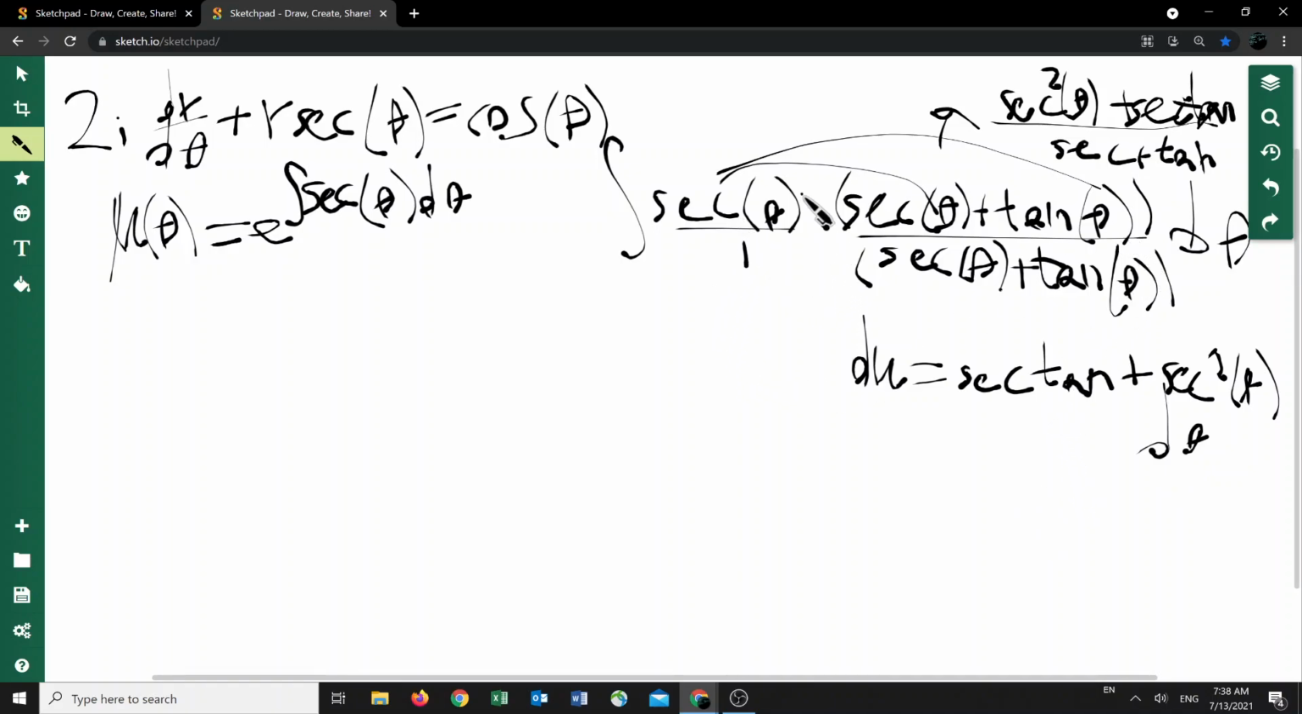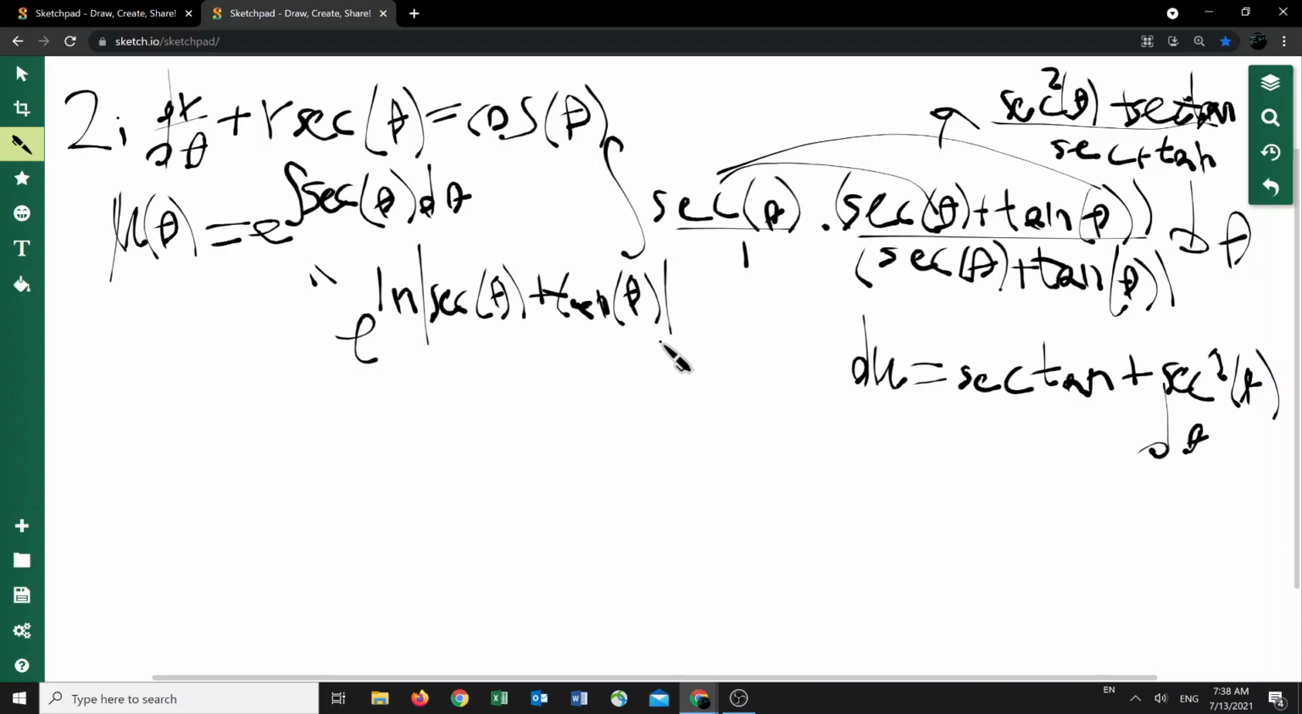So this integral just becomes the integral of 1 over u, which is just ln of the absolute value of u. But what is u? u is secant theta plus tangent theta. So let's finally evaluate this. This is e to the ln of the absolute value of secant theta plus tangent theta. Sorry if I went a bit quick through that, but it should be pretty well known if you're in differential equations. I think this explanation suffices for now.